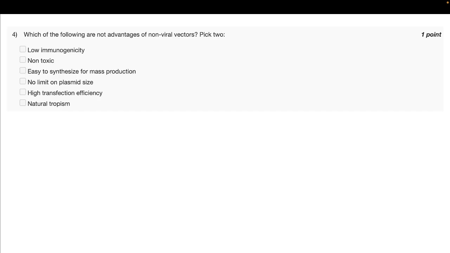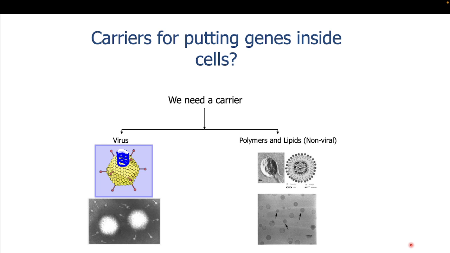Okay, let's look at the correct answer. The correct answer is high transfection efficiency and natural tropism. So, whoever answered absolutely correct. These two are actually disadvantages of non-viral vectors. So we talked about this, right?